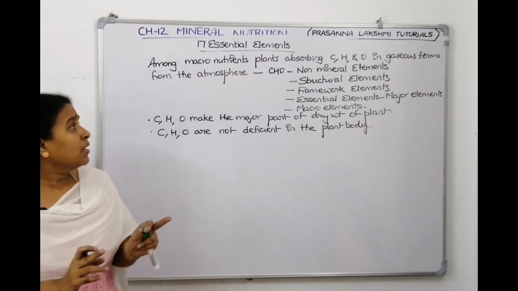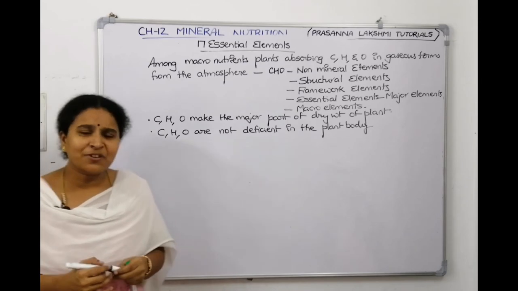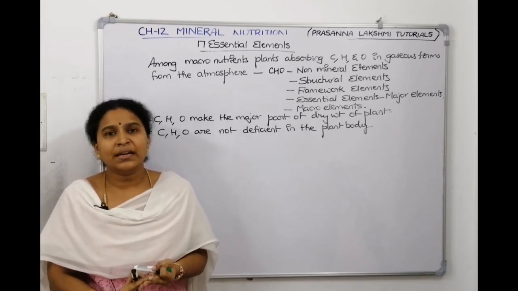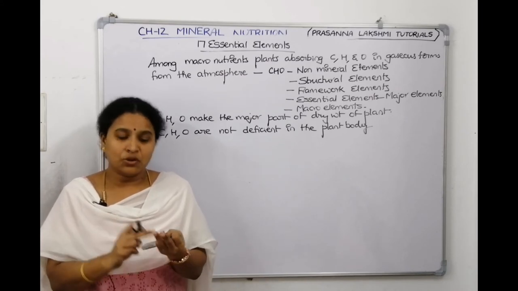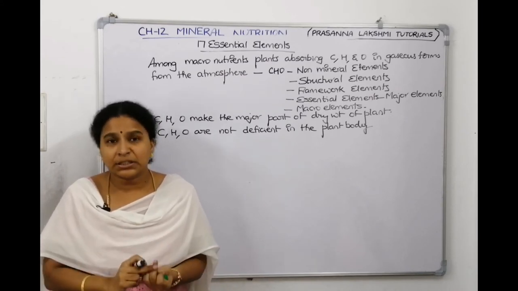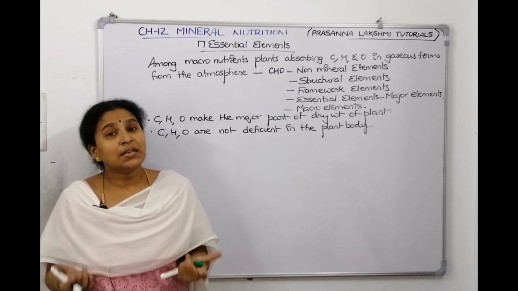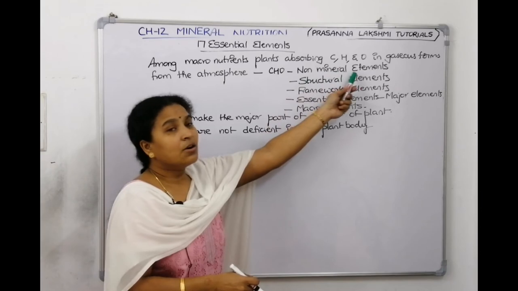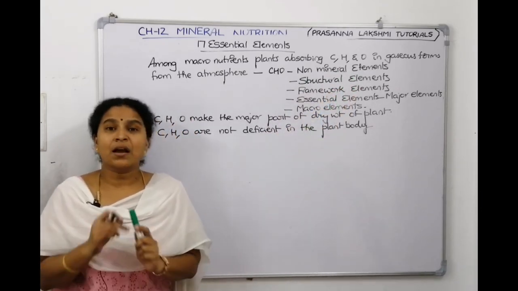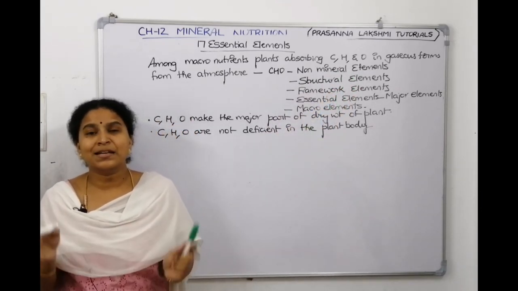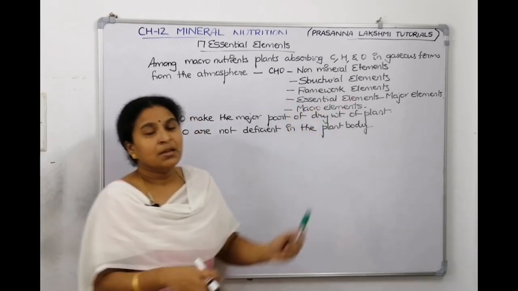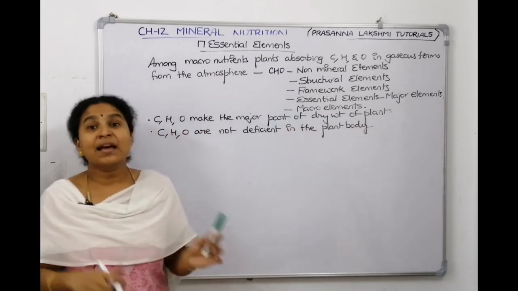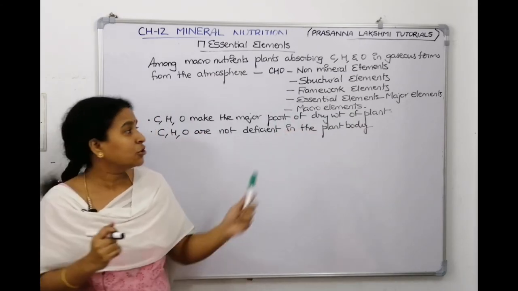Any doubts still here? So out of 9 elements, we discussed 3 elements. What are the 3 elements? Carbon, hydrogen, oxygen. How do they take it? In the form of gas: CO2 gas, water vapor, oxygen gas from the atmosphere. Since they are taking from the atmosphere, not through the soil, they are called non-mineral elements. Since they are making all the structures like carbohydrates, proteins, fats, they are structural elements, they make the framework of the plant body, and they are essential for doing so many functions.